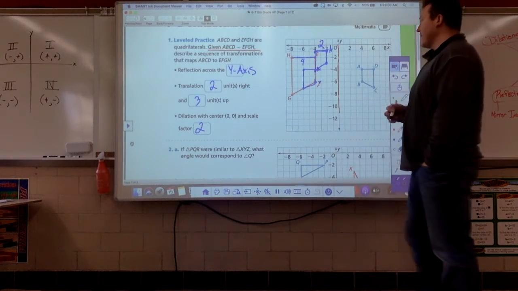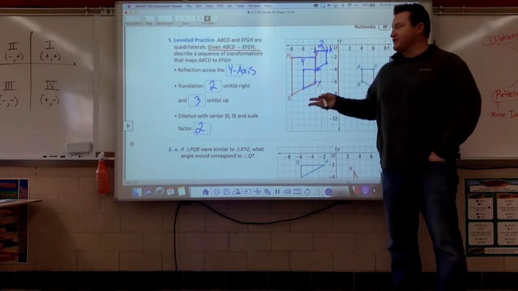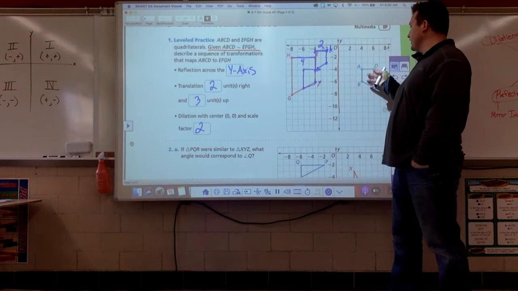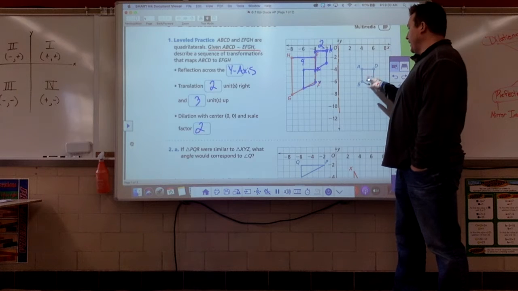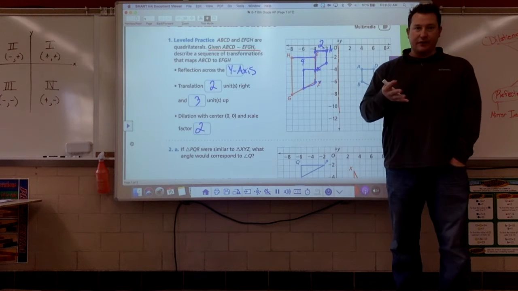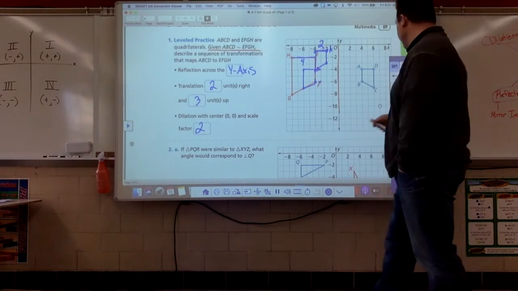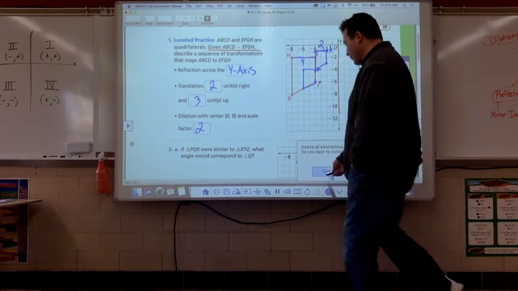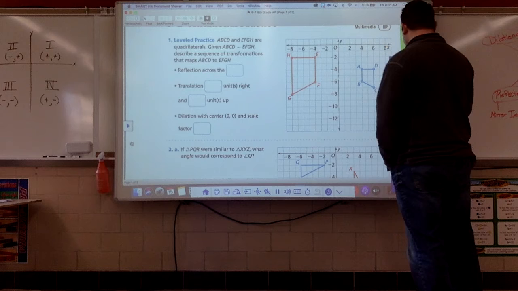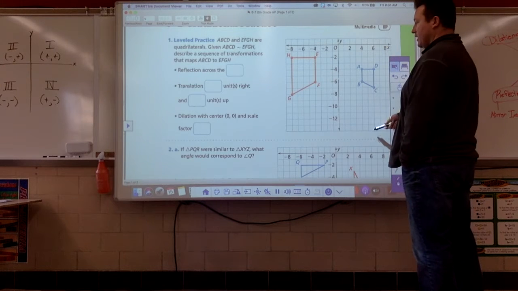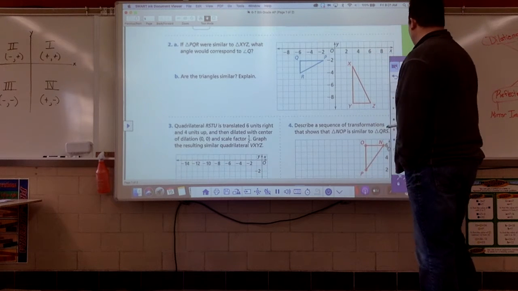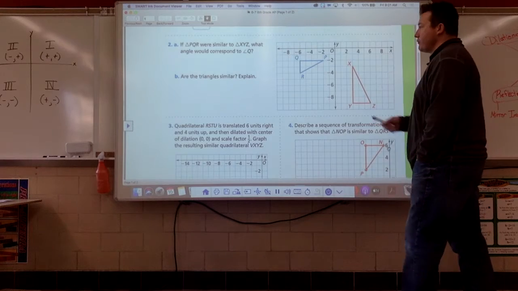Again, is this the only way you could have done this? No. I think for most of us, maybe we would have dilated first and made it the same size, and then reflected and translated, and that would have been just fine too. That probably would have been my vote. But hey, it all works the same. Next one. Here we go.